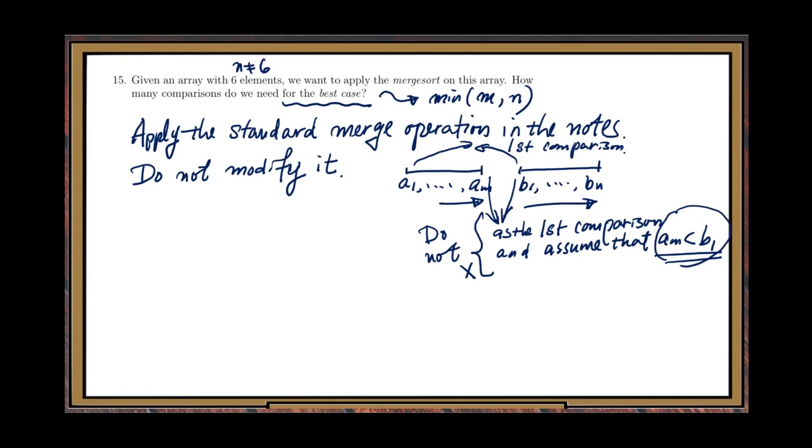But for the general case data, its performance could be worse. In general, on average, it could be worse. So that's the reason we do not make that change. Stick to the standard merge sort. Do not modify it. Here I do not ask you to modify the merge sort. I ask you to apply the merge sort, and then count the number of comparisons for the best case. That's what you should do.